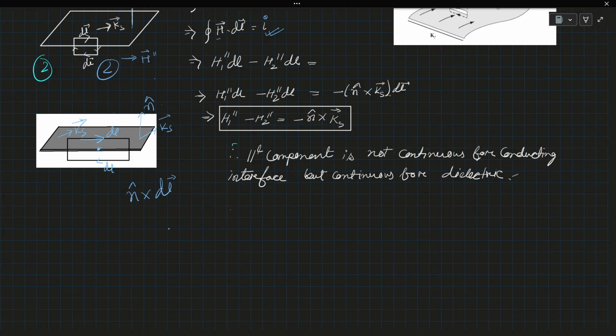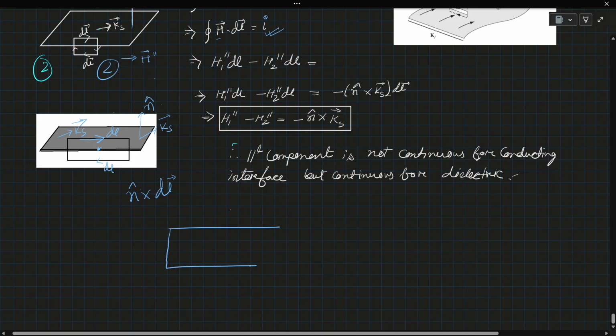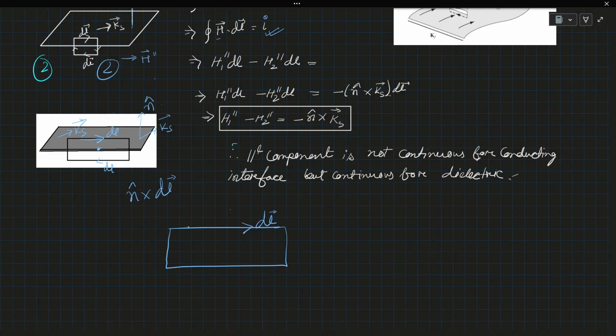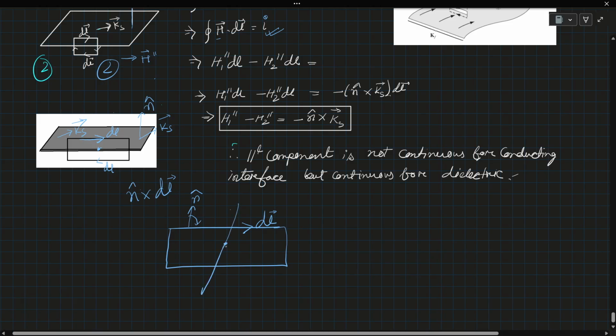So if this is the Amperian loop, and this is the direction of this side of the loop, that means dl, and this was n cap, then if we take the cross product n cross dl, we will get a direction which is perpendicular to this loop. Now the direction of current was what?